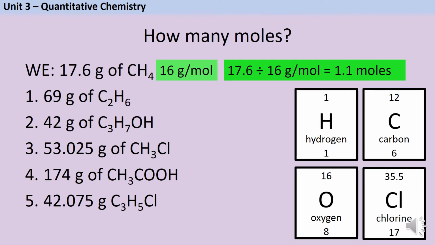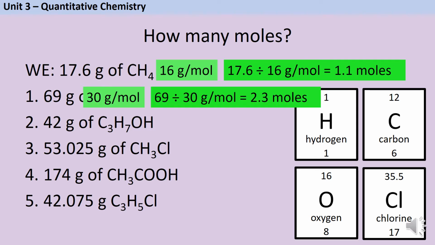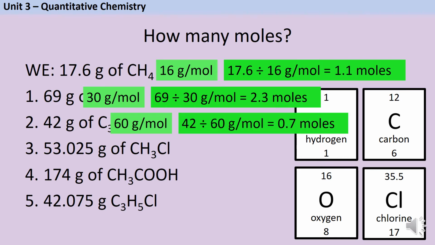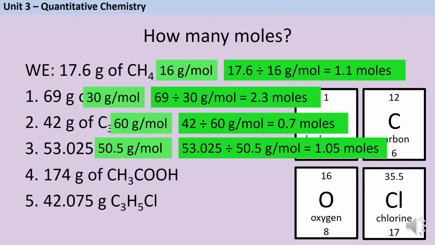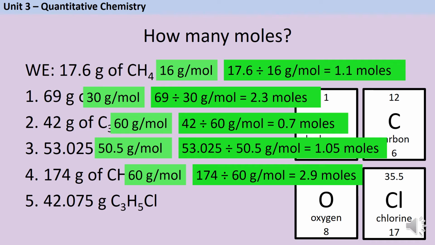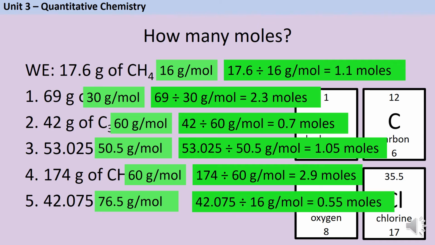For question 1, we started out with ethane, which has a relative formula mass of 30 grams per mole, and 69 divided by 30 is 2.3 moles. Then we've got some propanol, which has an Mr of 60, so 42 divided by 60 is 0.7 moles. Then we've got some chloromethane with an Mr of 50.5 grams per mole, which gives us a total of 1.05 moles. Then there's some ethanoic acid with an Mr of 60, and that's 2.9 moles. And finally, an Mr of 76.5, which gives a total of 0.55 moles.